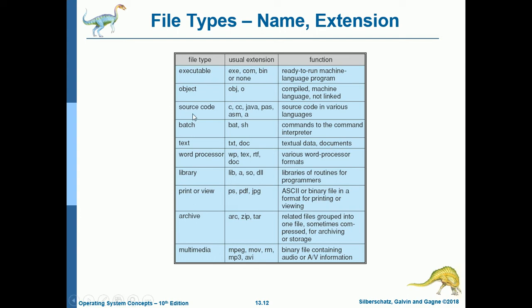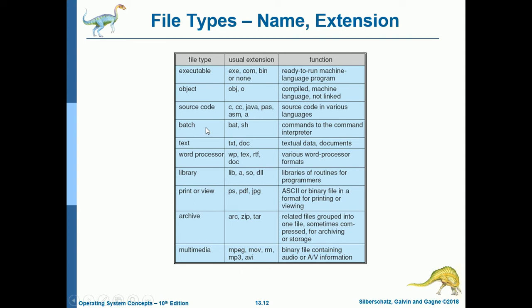And then next we have the source code. It can be for C, for C++, for Java, for Pascal, we have .asm for assembly language programming, and .a is for static libraries. So these are the source code in various languages. Of course, this is not limited to these, because there are other programming languages, for example Python, that's .py. It depends upon the programming language that you are using. So this is not limited to just C, Java, Pascal, and assembly language programming.